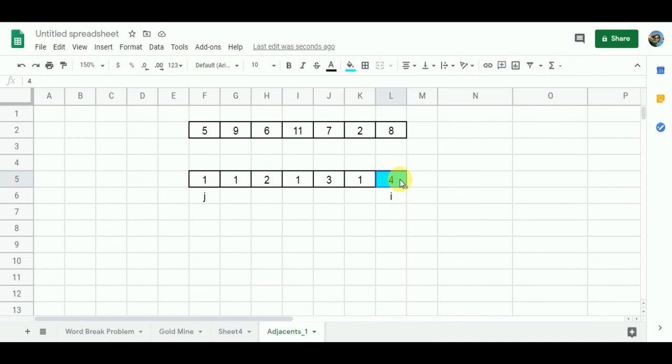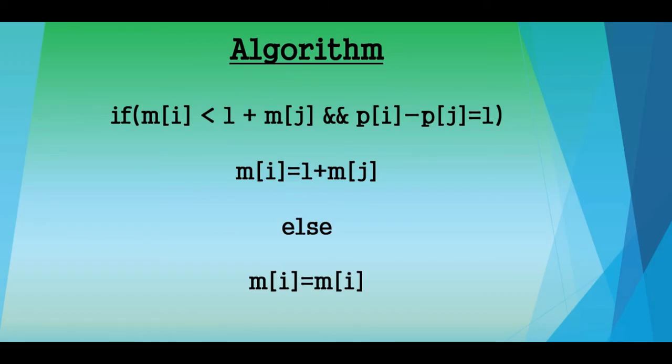Now let's check out the algorithm of this dynamic programming solution. So here we have the algorithm. If mi is less than 1 plus mj and pi minus pj is equal to 1, then mi is going to be 1 plus mj, else mi is going to stay as mi.